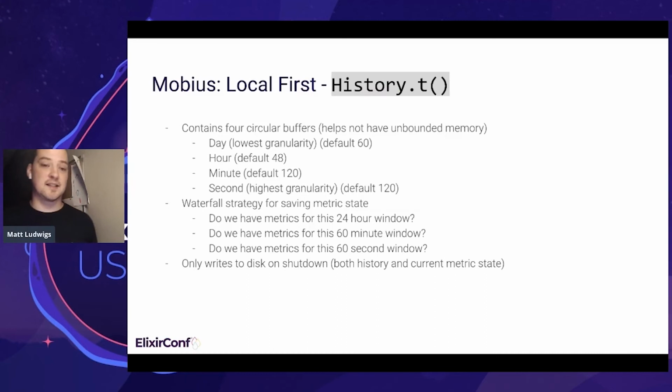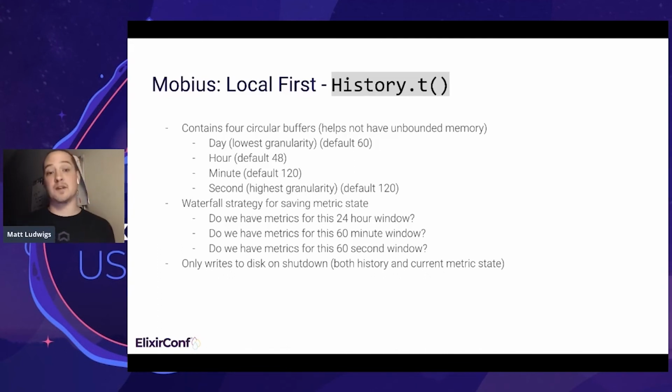The History.t, this is kind of where some of the magic happens. It contains 4 circular buffers. This helps us bound the memory because we give them default sizes that you can see on the slide. So it's not growing your buffers, and the data you're collecting in memory isn't just exploding. There's definitely limits. And with a circular buffer, once that gets pushed down far enough, it just falls off. So you kind of lose that data.